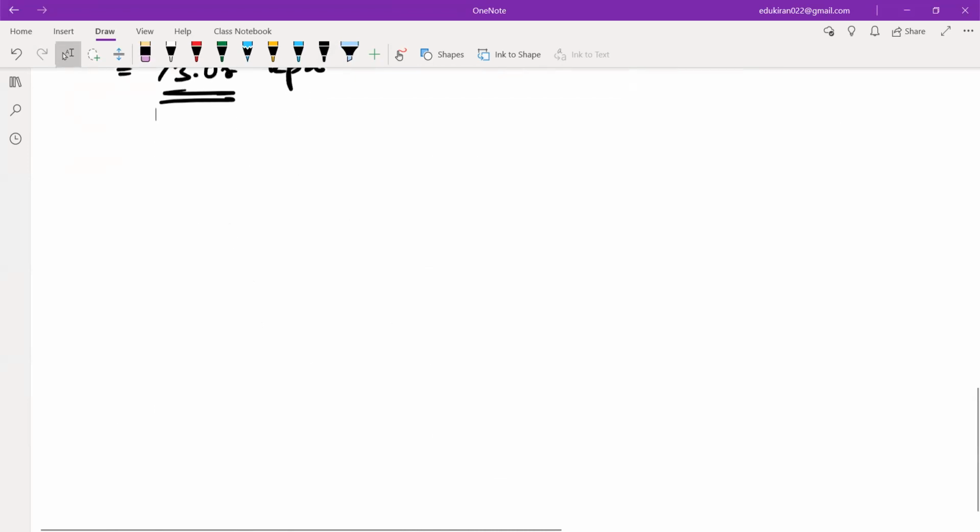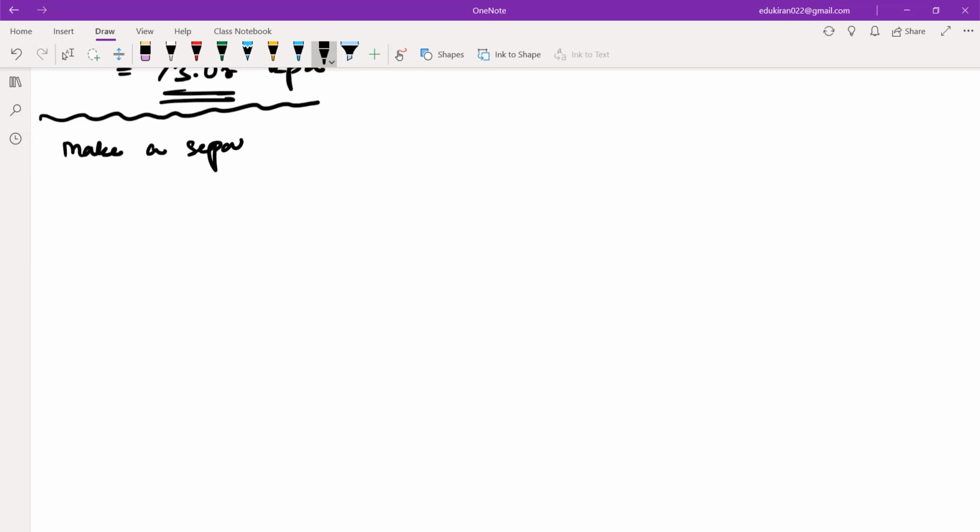Now quickly, I have to make one announcement. I hope you can all see that this chapter is coming to an end, right? But your NCERT should be completed. So what you are going to do, you are going to make a separate notebook for NCERT.